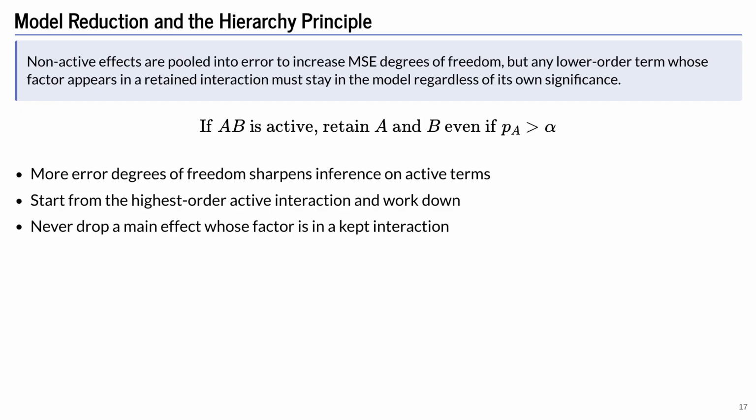A model with an A-B interaction but without the A main effect is not a coherent description of how the factors operate. So the rule is, start from the highest order active interaction and work downward. Retain everything that hierarchy requires. Only then drop the remaining inactive terms. Never drop a main effect whose factor appears in a retained interaction.